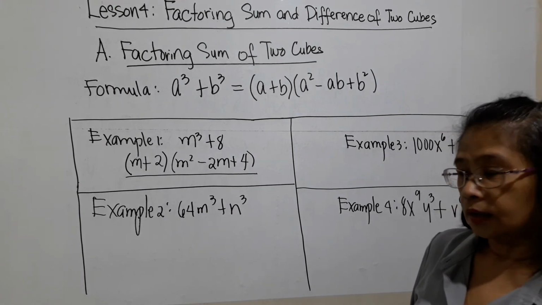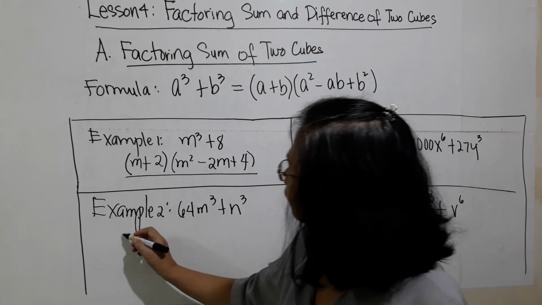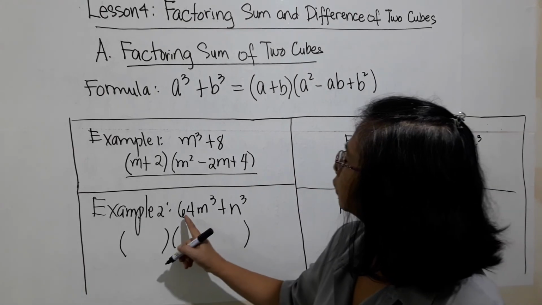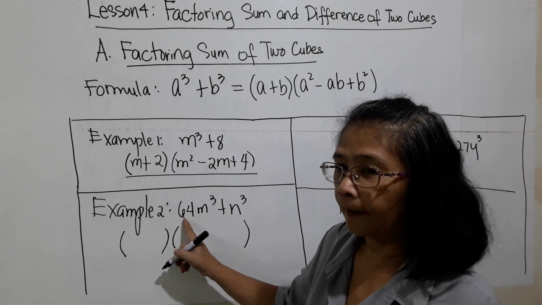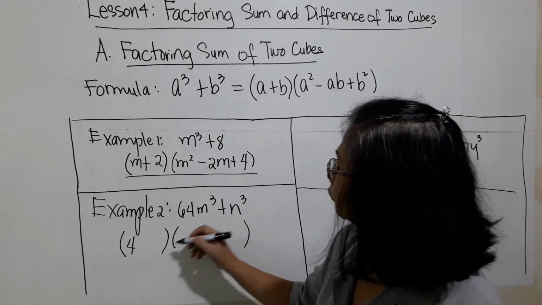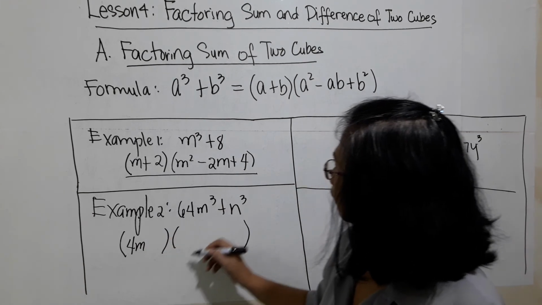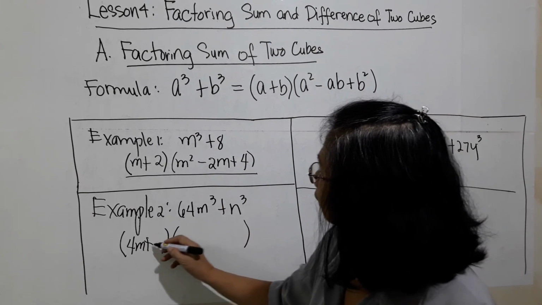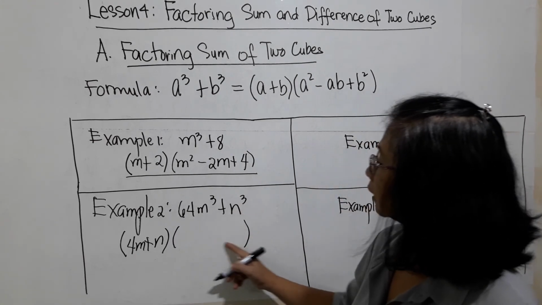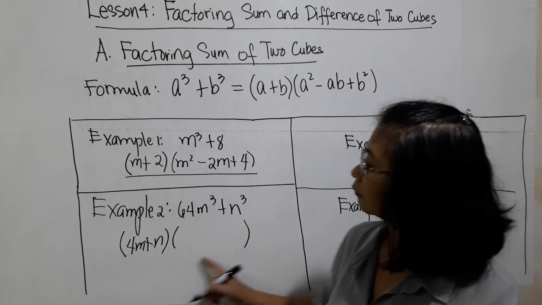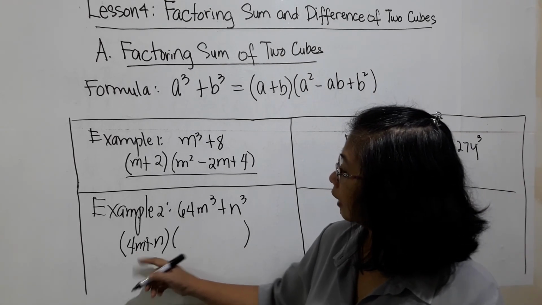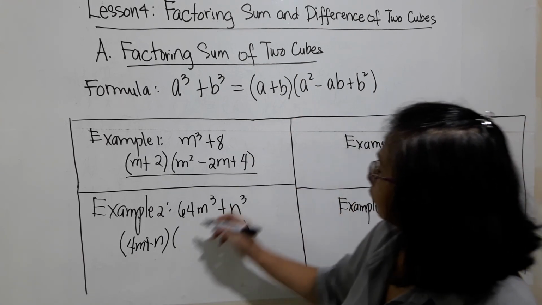So these are the factors of the sum of two cubes. Okay? Next, number 2. For number 2, the cube root of 64 is 4. The cube root of m cubed is m. Plus, the cube root of n cubed is n. To find the terms in the second factor, refer to the first factor. Here we have 4.